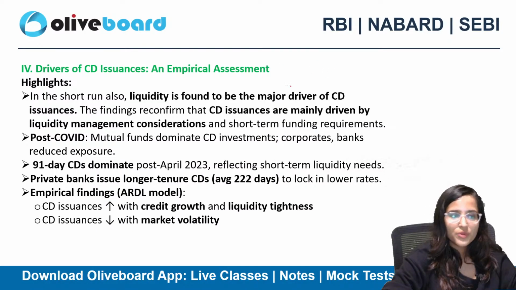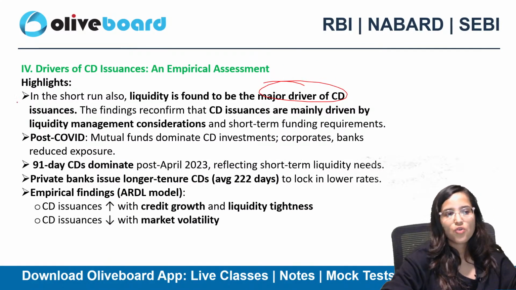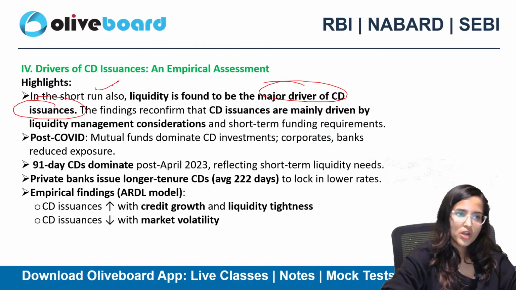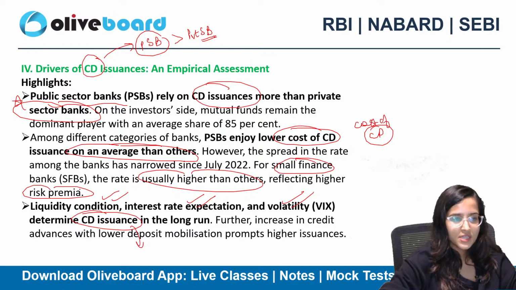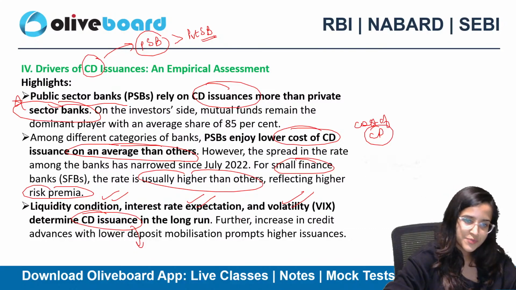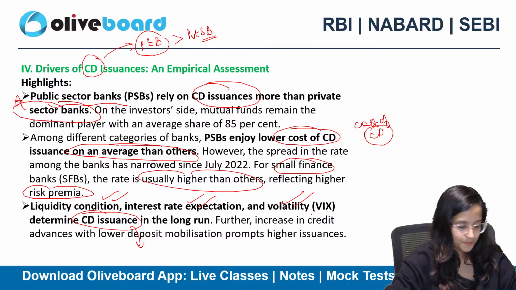And in the short run, liquidity is found to be the major driver of CD issuances. So in the short run, it is liquidity majorly, and in the long run, it is liquidity condition, interest rate expectation, and volatility. Right?